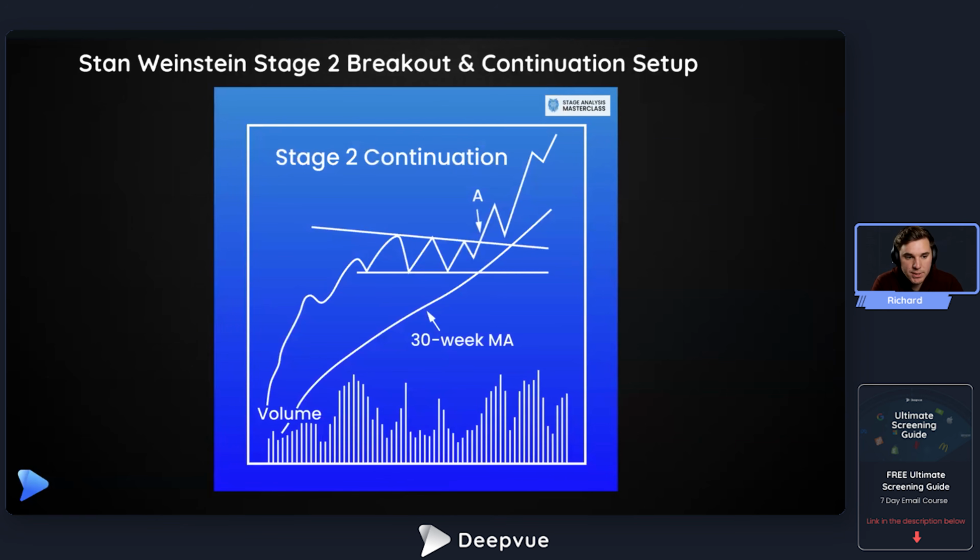Here's another example. Stan Weinstein also looked for essentially VCP setups. This is a graphic of his stage 2 continuation setup, where you've got the prior uptrend. This is the 30-week moving average. Then we've got a price and volume contraction. It coils tighter and tighter. And then his buy point is right as we break above this line of resistance and continue on with that trend. You can see in the volume here, we've got high volume during the move up. Then during the base, you see it get lower and lower and then explode on that breakout day. So even Stan Weinstein looked for VCP type setups.